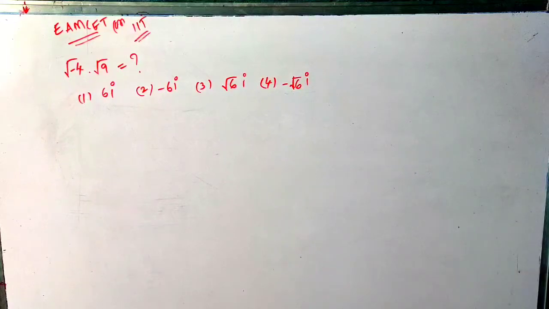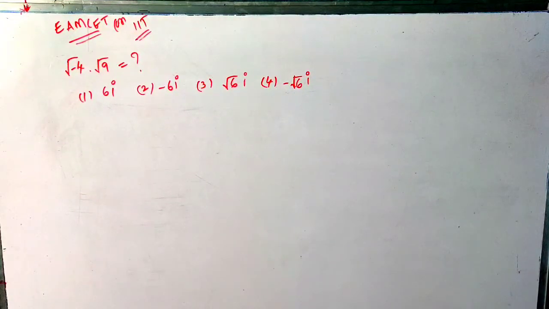Next question is square root of minus 4 into square root of 9 is equal to how much? Options are first one is 6i, second one is minus 6i, third one is root 6i, fourth one is minus root 6i.